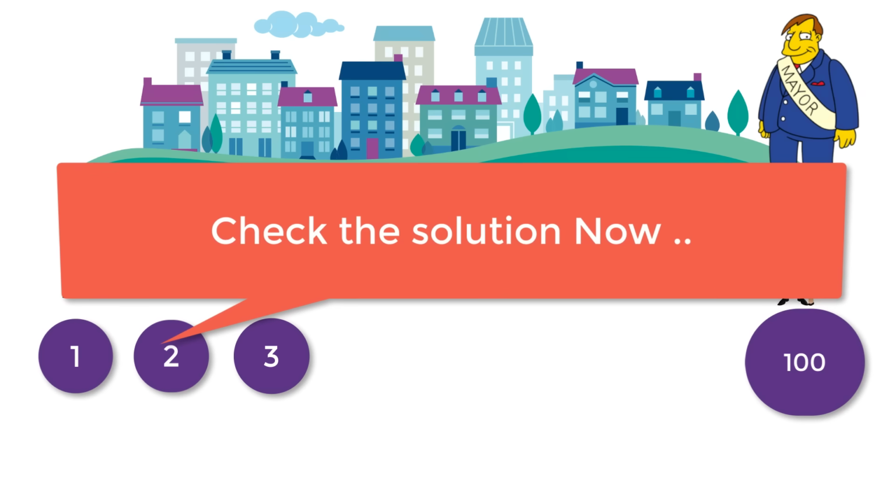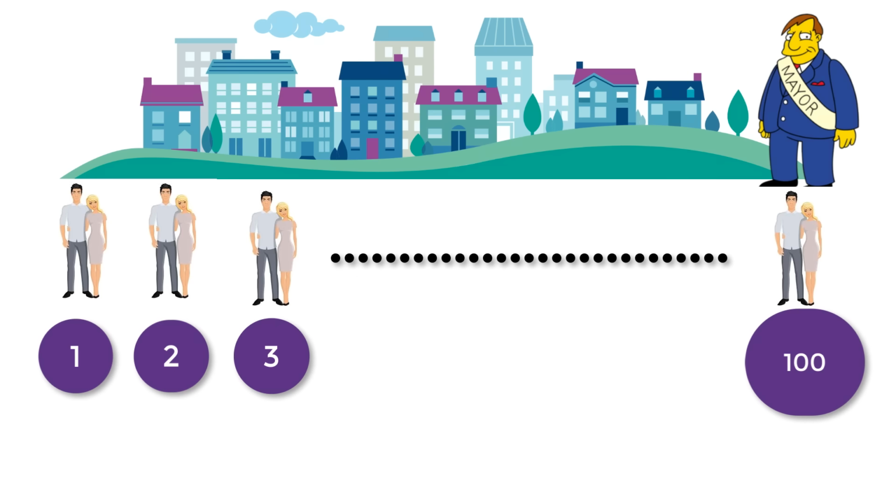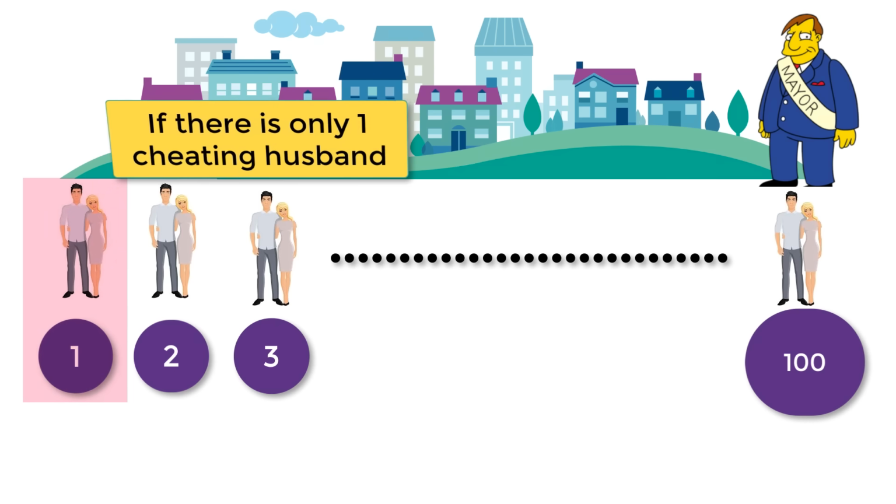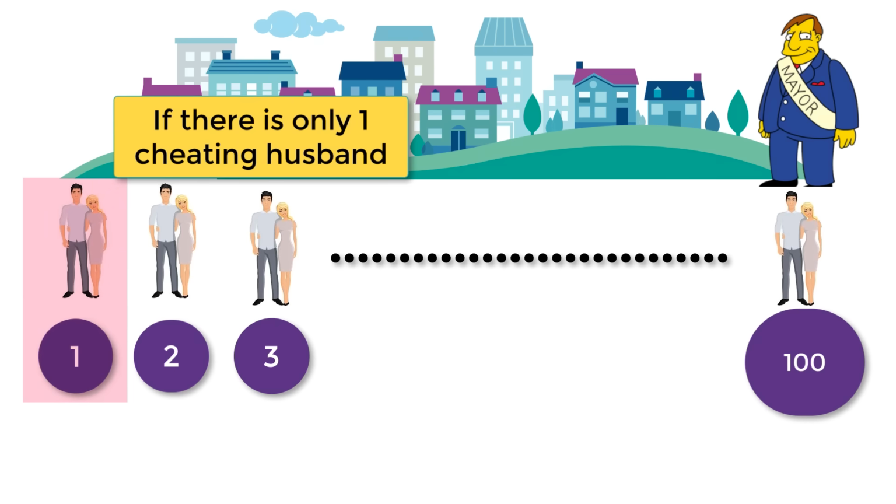Let's check the solution now. Let's solve this puzzle methodically. Say there was only one cheating husband in the town. This is the first condition that I am considering. That is, there was only one cheating husband in the town.